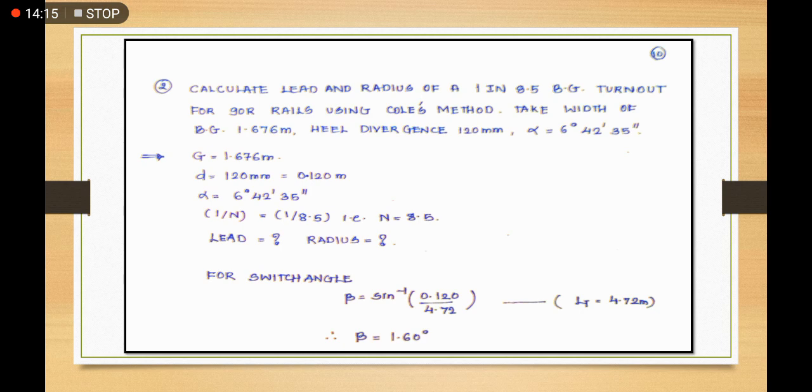By using Cole's method, if you take tan inverse of 1 upon 8.5, you directly get alpha as 6 degree 42 minute 35 second. So there is no need to calculate alpha separately. Now switching to the switch angle beta, taking the formula, that is sine inverse of the ratio of heel divergence to length of the tongue rail. Here the length of tongue rail is not given, you have to assume it as 4.72 meters for broad gauge. So the switch angle works out to be 1.60 degrees.